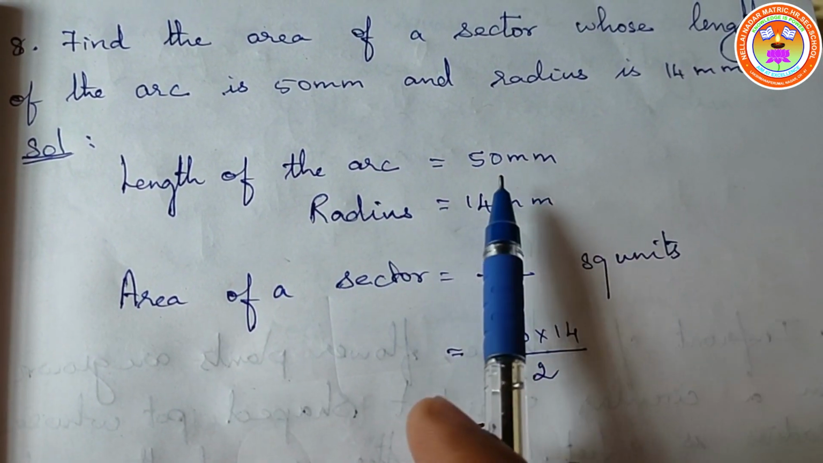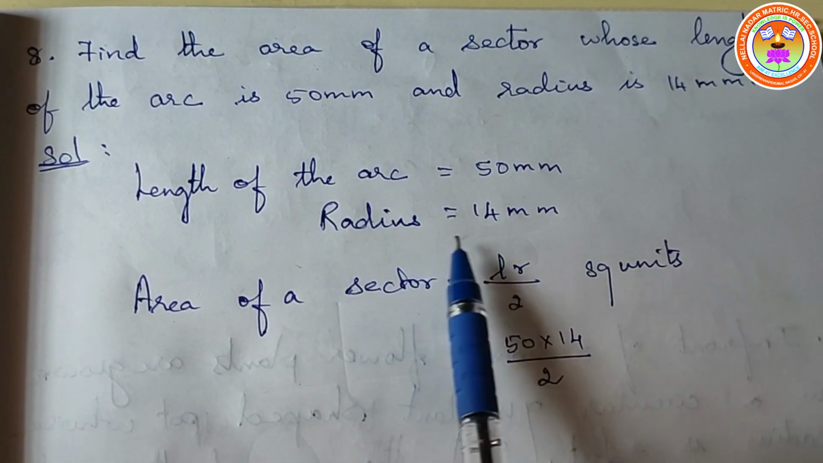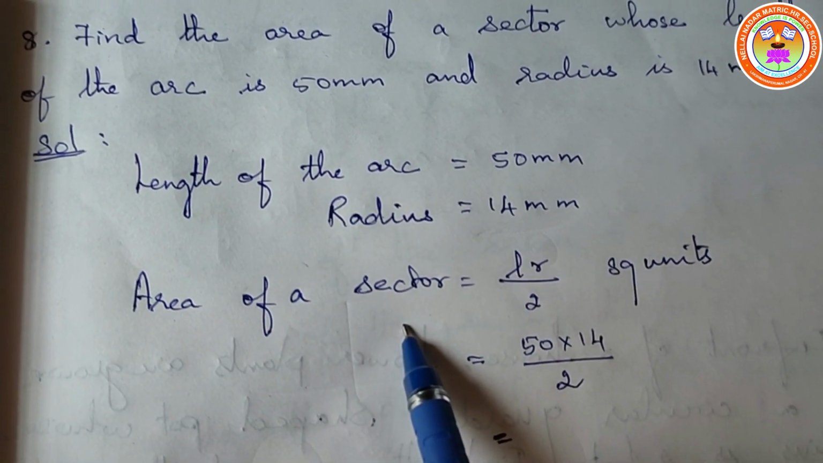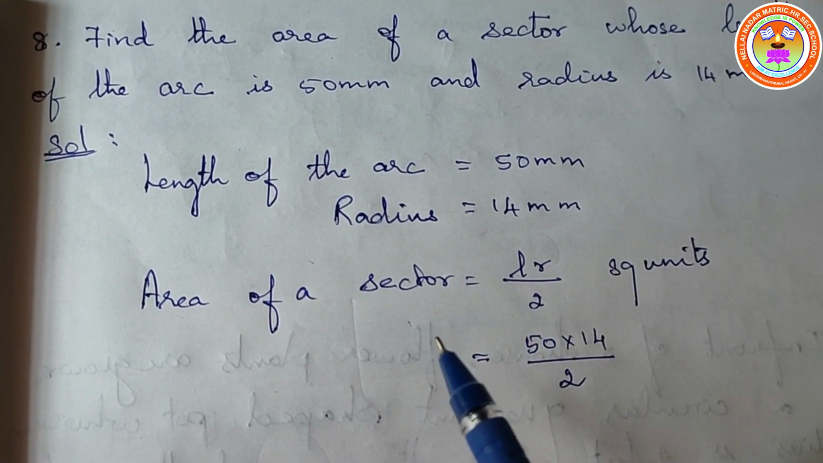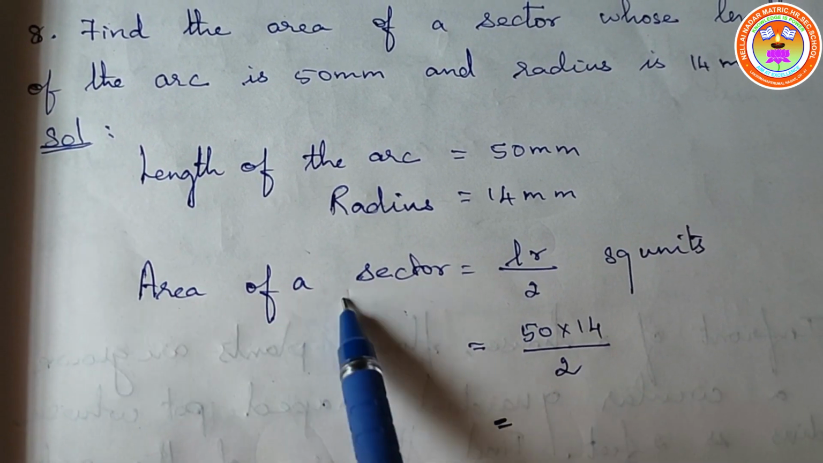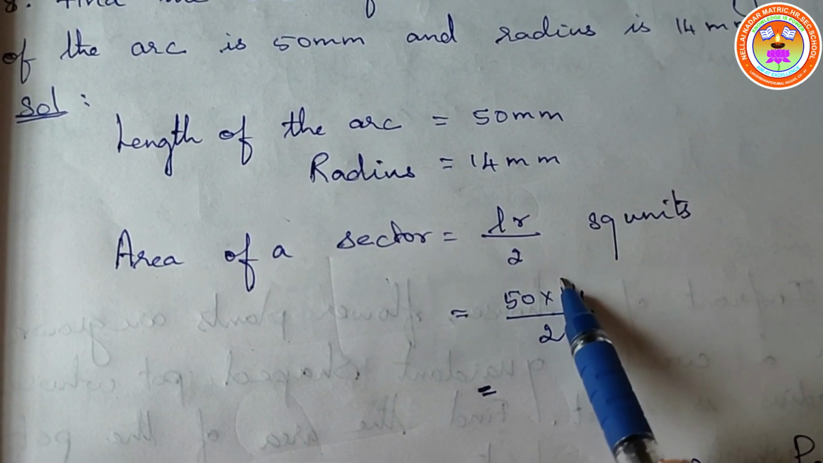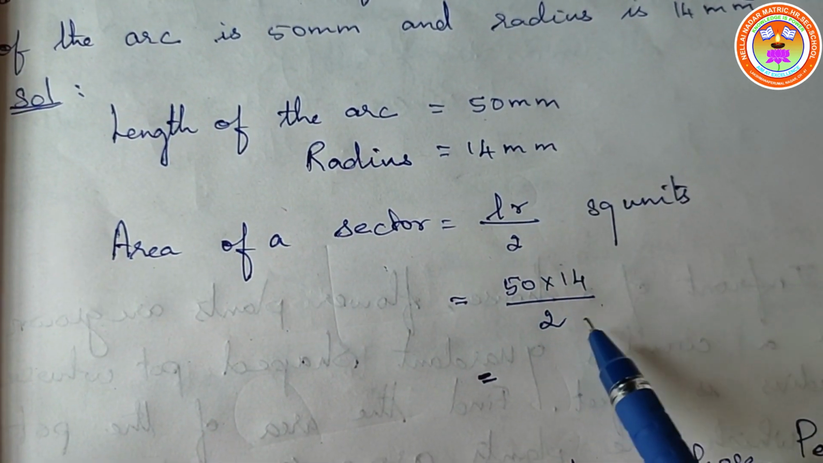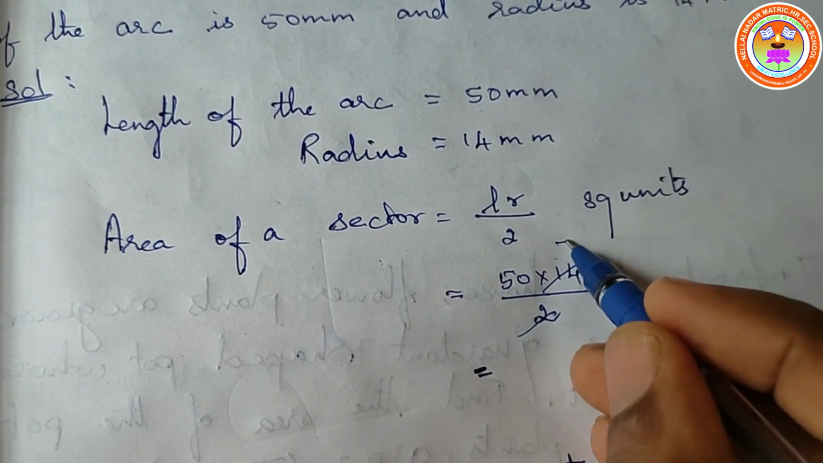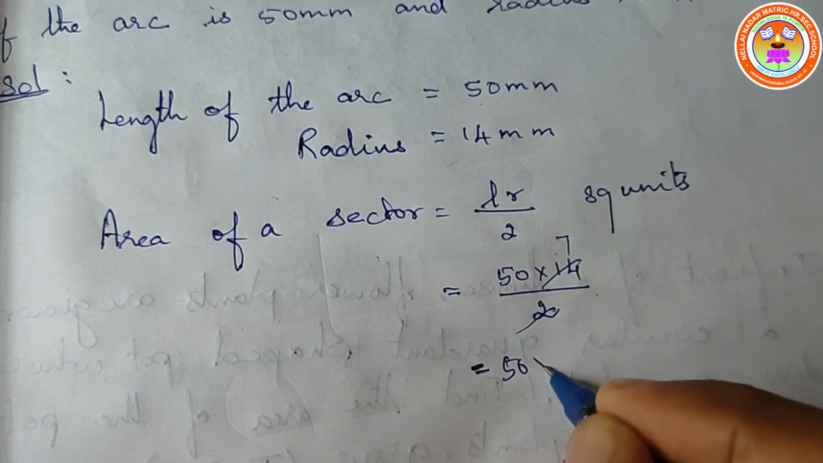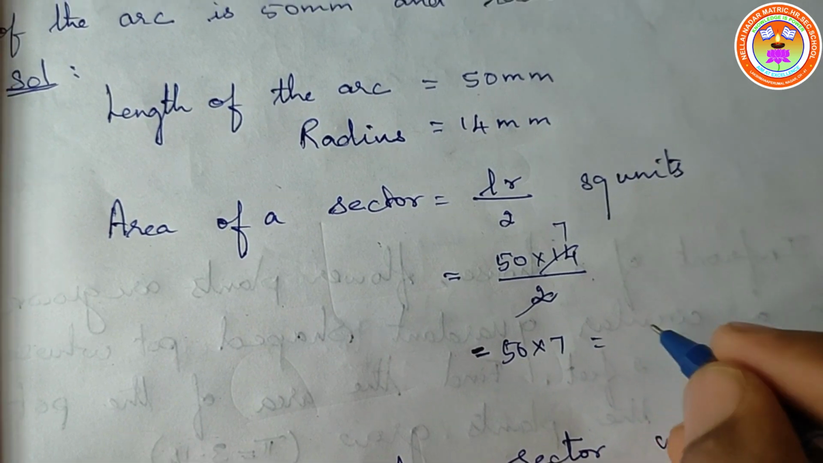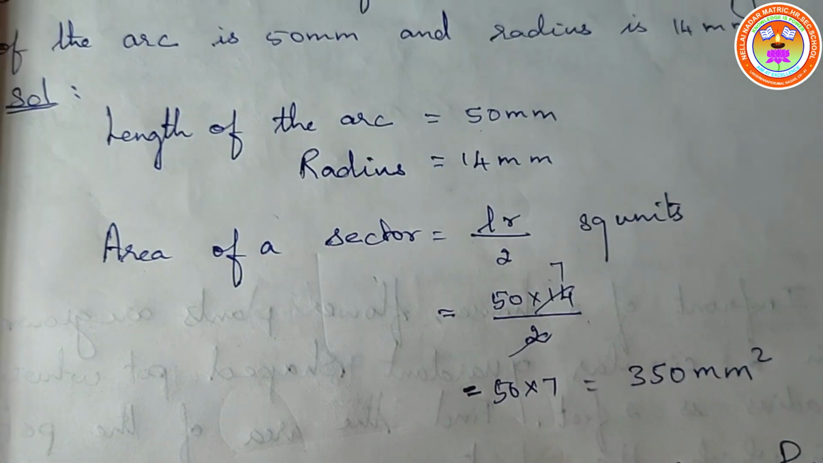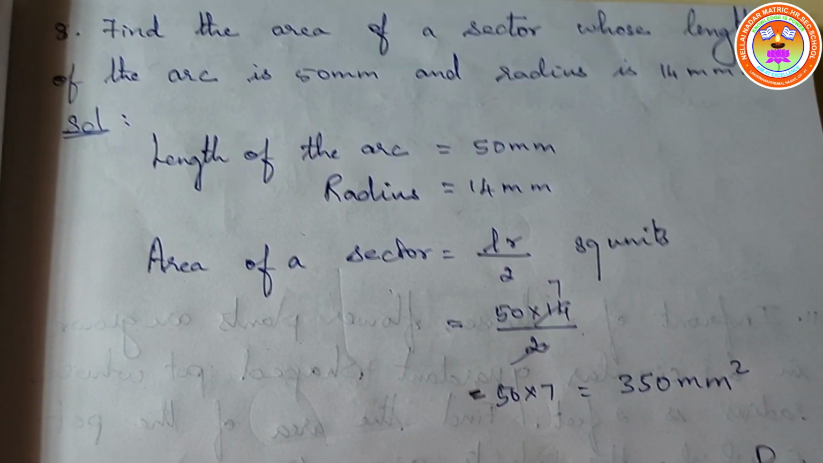Length of the arc equal to 50 millimeter, radius equal to 14 millimeter, given in the question. Area of the sector, we already wrote the formulas. From the formula you have to write the area of the sector, LR by 2 square units. L is nothing but the length, 50 into 14 by 2. If you cancel this 2, you will get 7. 50 into 7 is equal to 350 millimeter square. This is the answer for the 8th question.